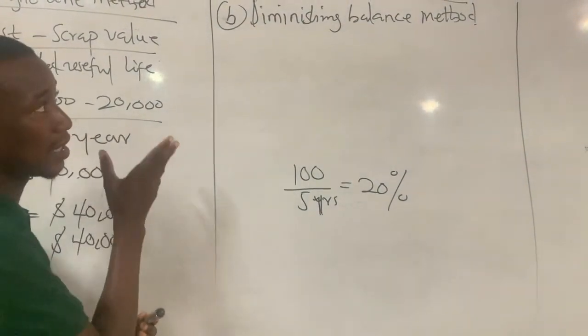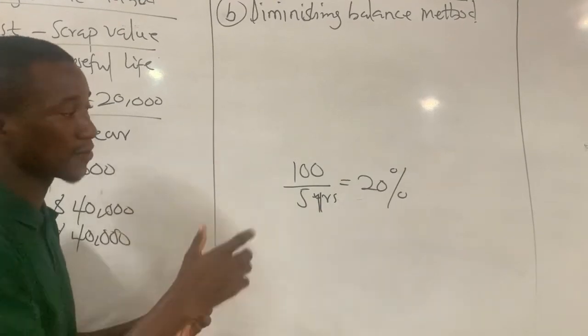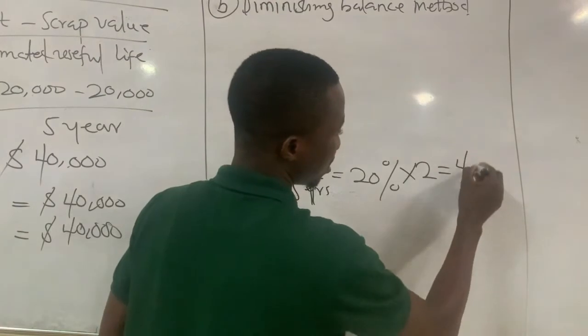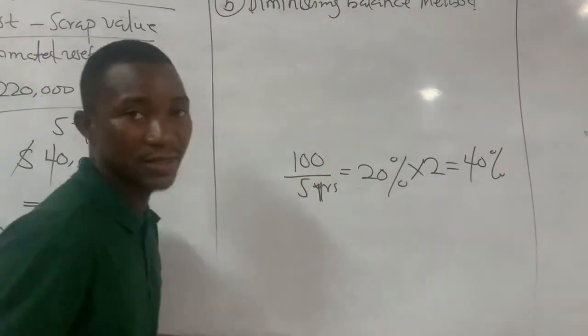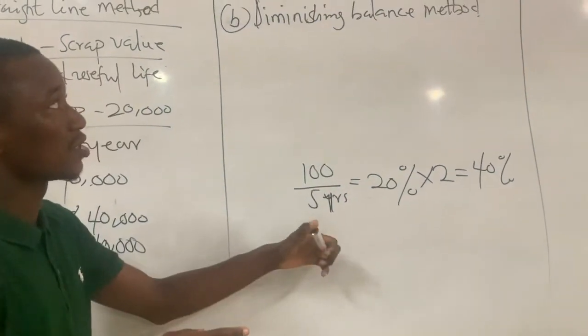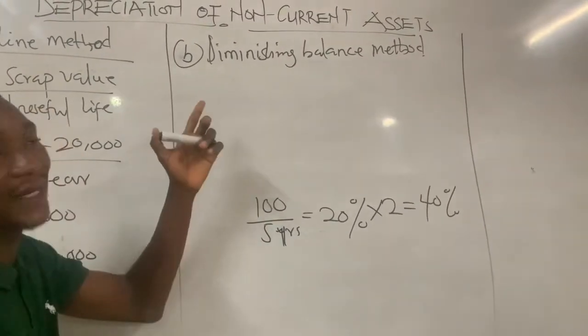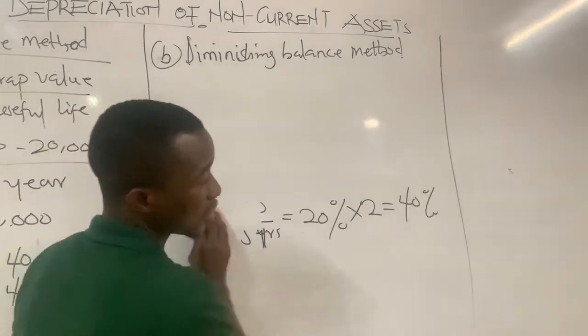And they are telling us that the diminishing balance method is twice. So you multiply this by 2. That will give us 40%. So you are going to use the 40% to calculate the depreciation using the diminishing balance method or the reducing balance method. So 40%.